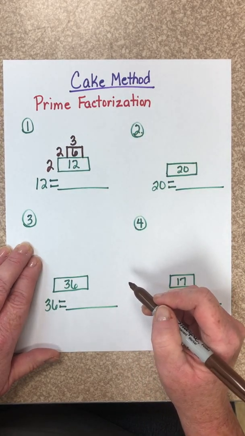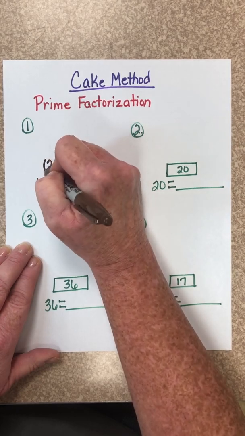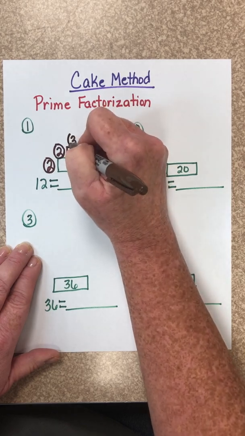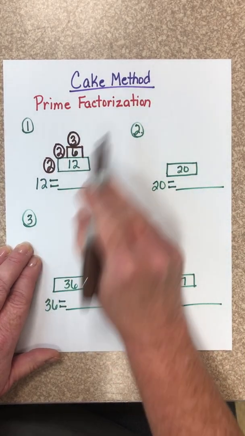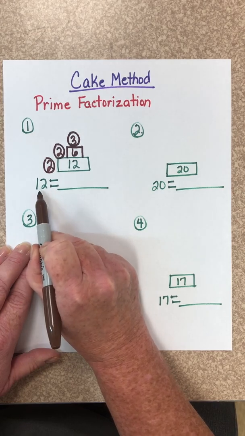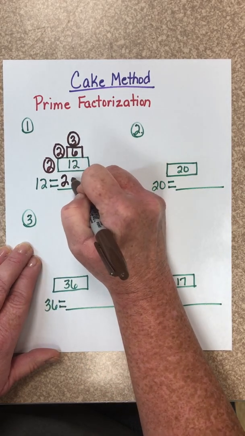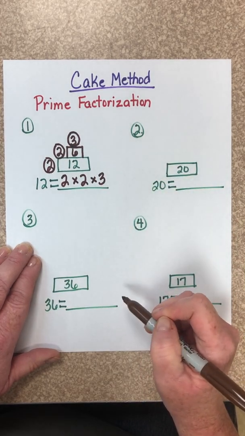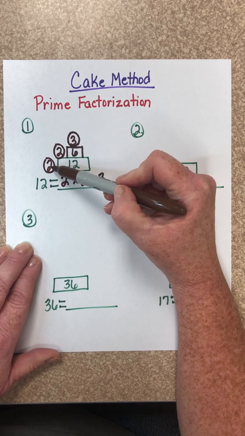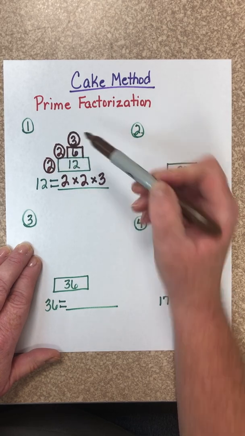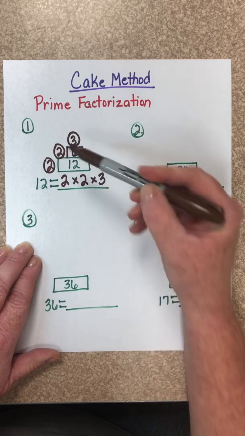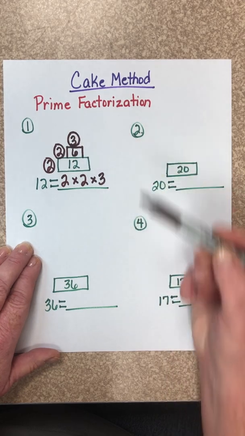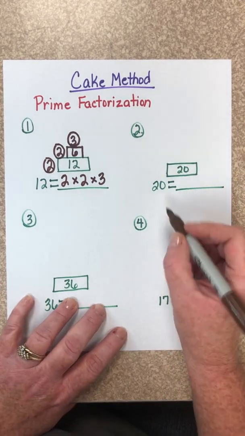So now I look at it and I say, well, 2's a prime number, 2's a prime number, and 3's a prime number. So now I'm going to write my prime factorization. 12 equals 2 times 2 times 3. If you think about using the smallest prime number for each layer of cake, they will already be in order from smallest to largest. All you have to do is write them as they go up the left side of the cake.